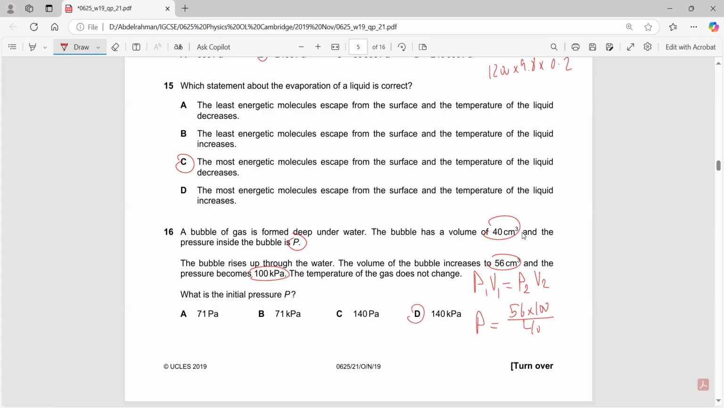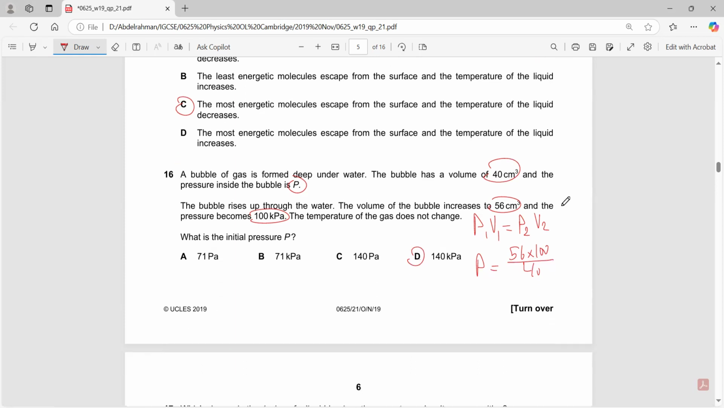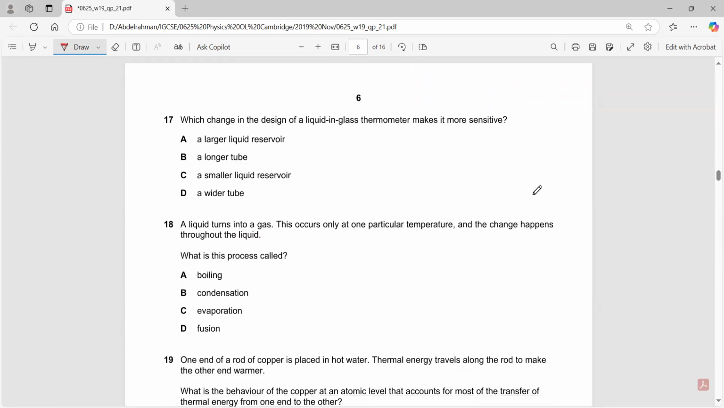And to be honest, for this question, you did not need to solve it. Why? Because you should have said the pressure would increase. The only pressure which has increased is D. So for this question, you don't need to actually solve anything. Question 17 has been removed.